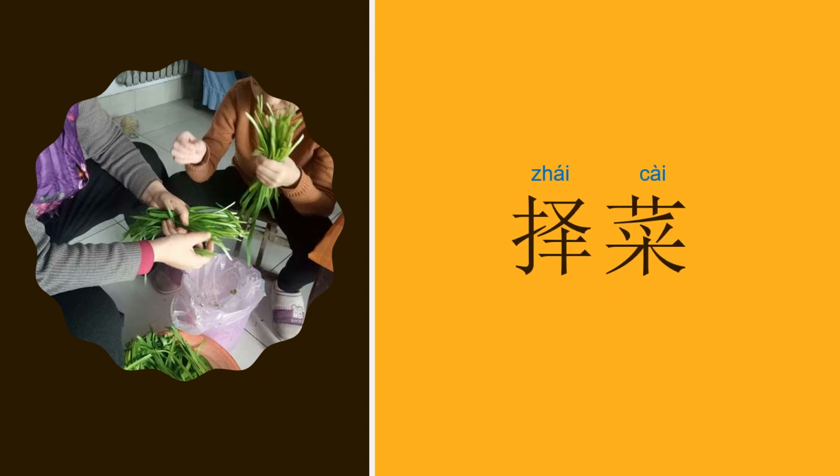Okay, the second one, I'm not sure if you have a word in English to describe this. So you pick out the parts that you don't want from the vegetables, and then you keep the part that you want. So you kind of trim the vegetables. We say 摘菜, 摘菜. So it means to trim vegetables or get rid of the parts that you don't want. Okay?